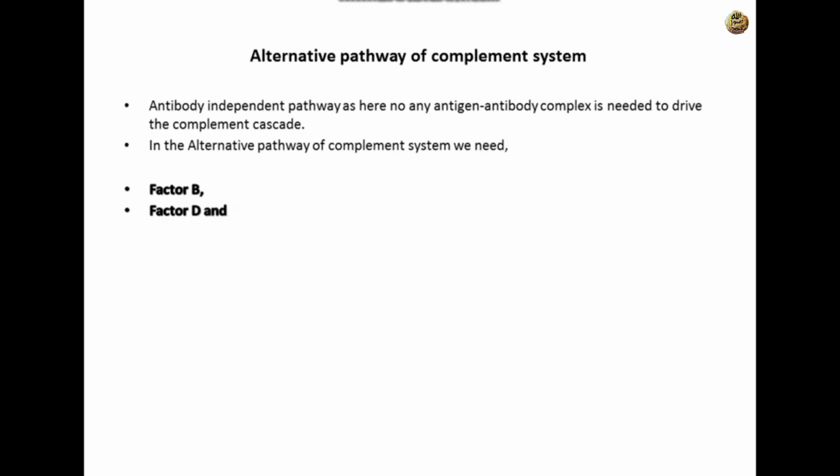Alternative pathway of complement system. The alternative pathway of complement system is an antibody-independent pathway, as here no antigen-antibody complex is needed to drive the complement cascade. In the alternative pathway of complement system we need factor B, factor D, and properdin protein.